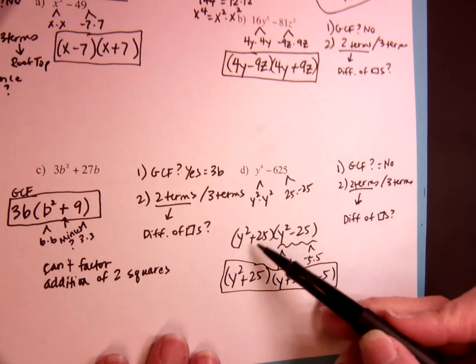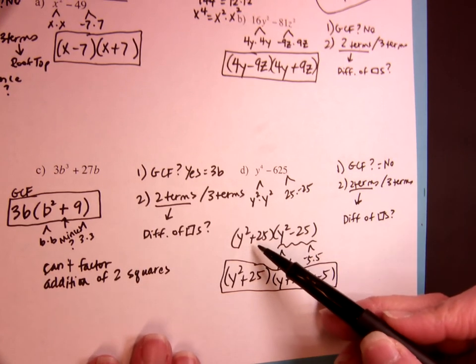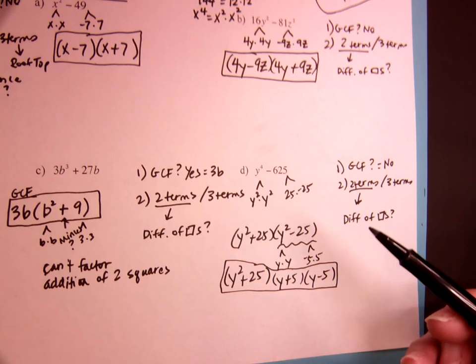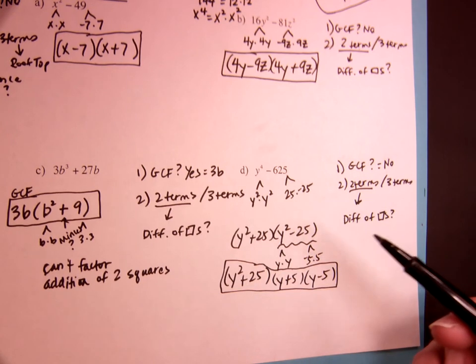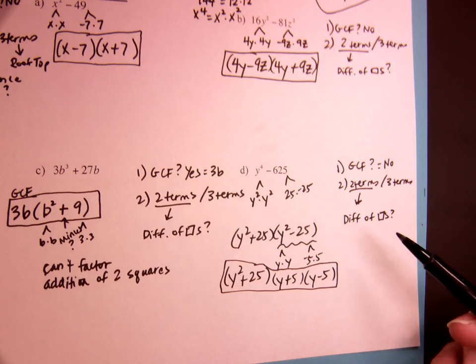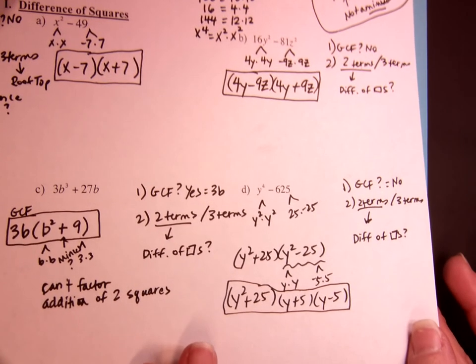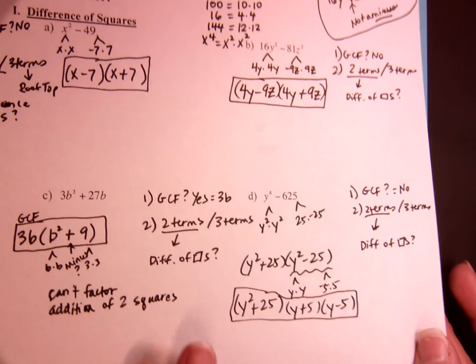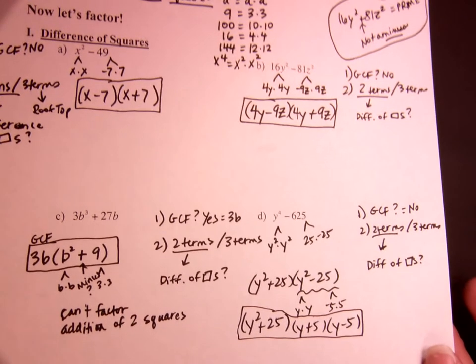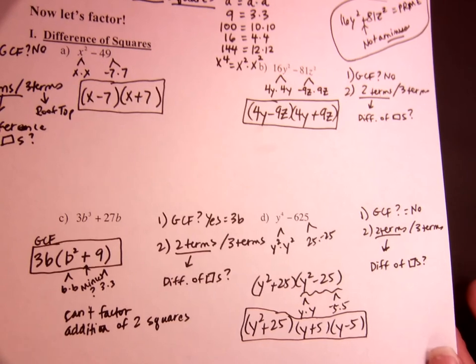Why didn't I do it? Because it's an addition. Remember, it has to be the difference of squares. It has to be a minus there. Okay? All right, let's take a look at the back. That's the only one that you're going to have to memorize. If you got 2 terms, you have to remember if it's the difference of squares or not. Okay? That's the only one.